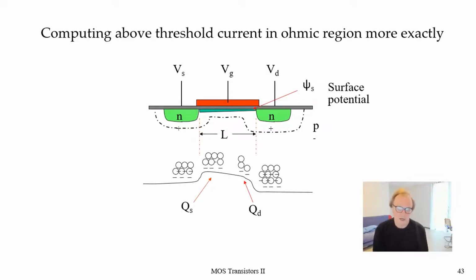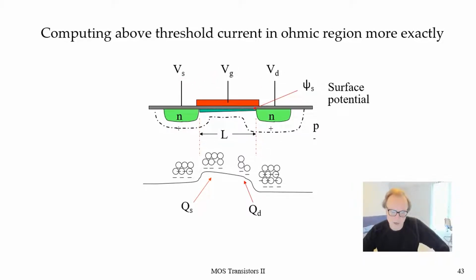Okay, so now I'm going to go through a rather tricky calculation of computing the above threshold current in the ohmic region more exactly or more formally. And this whole computation relies on computing the charge concentration in the channel and at the source end and drain end of the channel. So QS and QD are the inversion charge concentration levels at the source and drain end of the channel. The transistor has a length L, and again we're going to use this psi S here, Vs, Vg, and Vd.